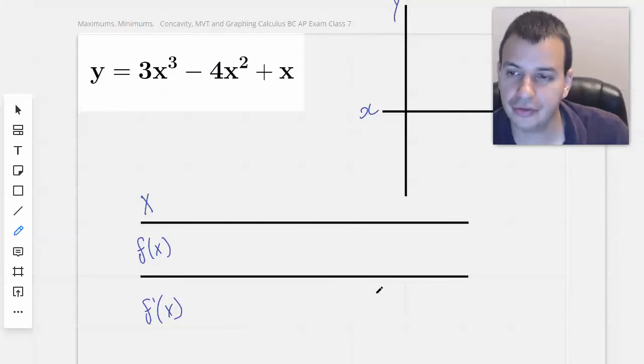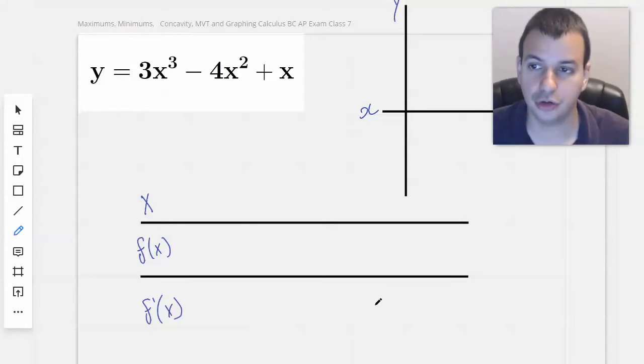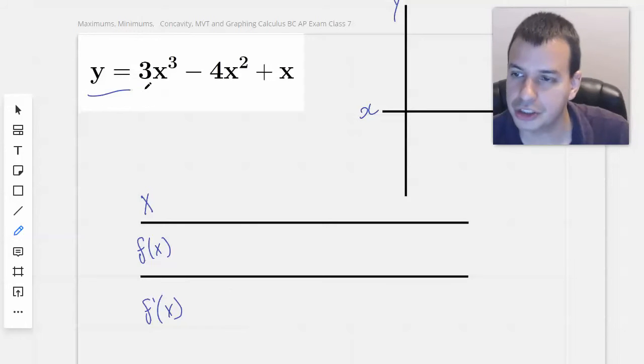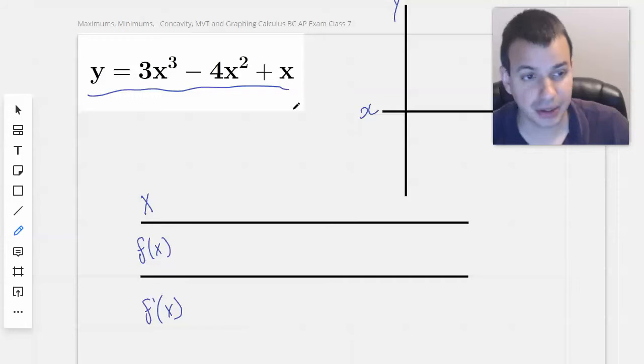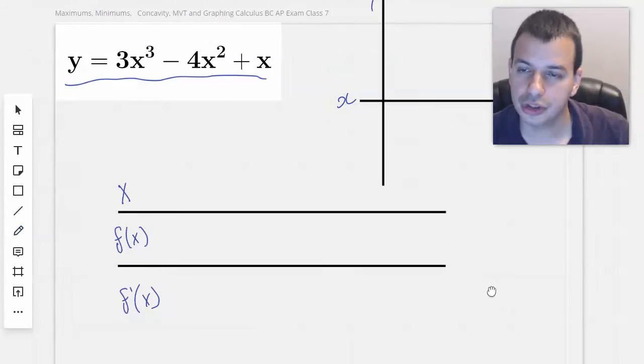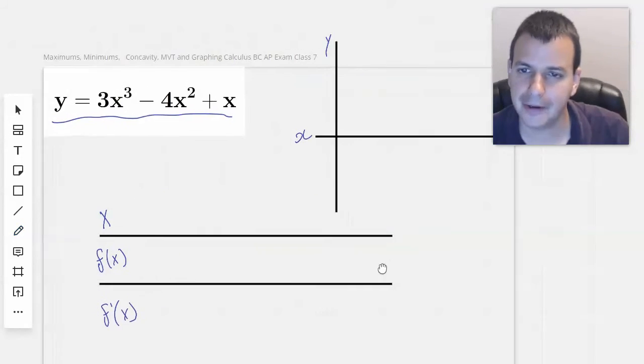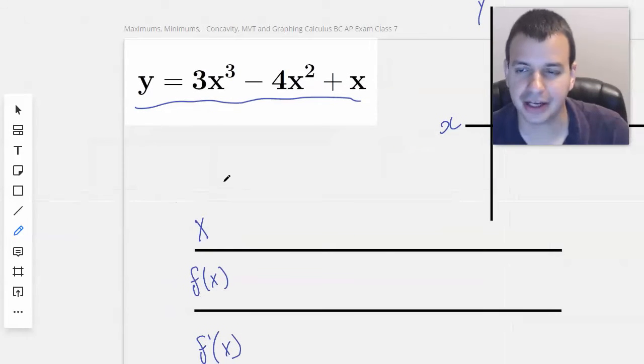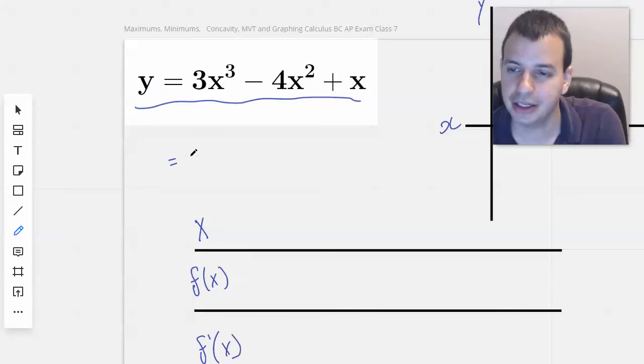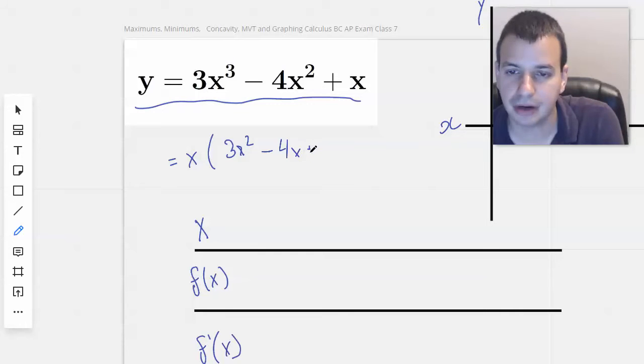Well, you think of the roots. What would solve this equation right here? And this goes back to algebra. So to solve this, we would factor out an x. So this would be x times 3x squared minus 4x plus 1.